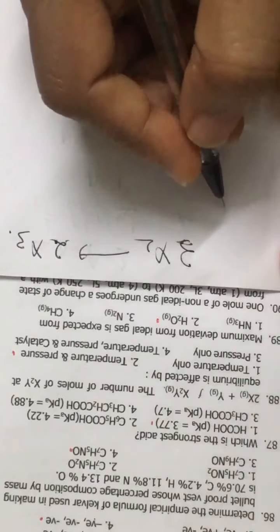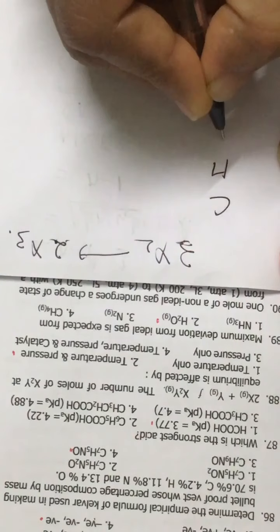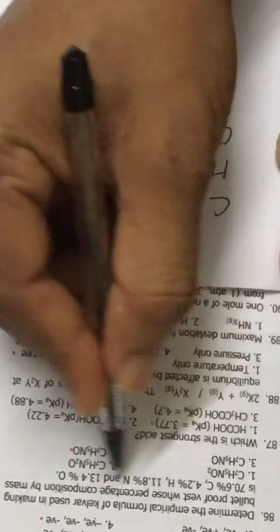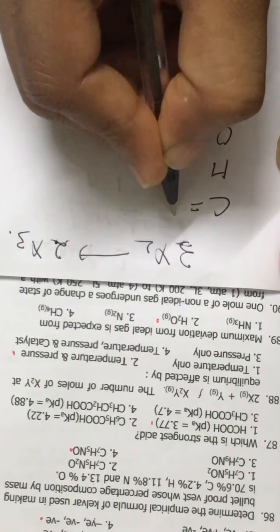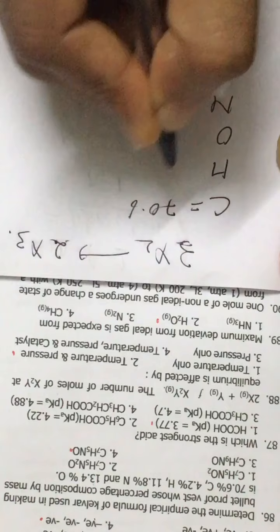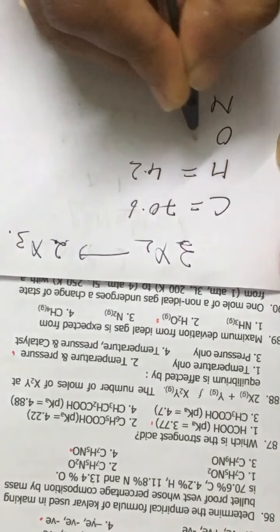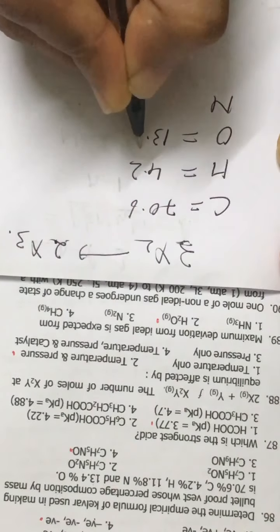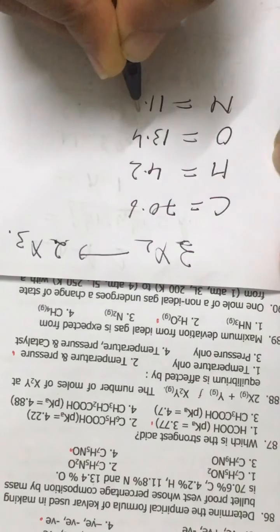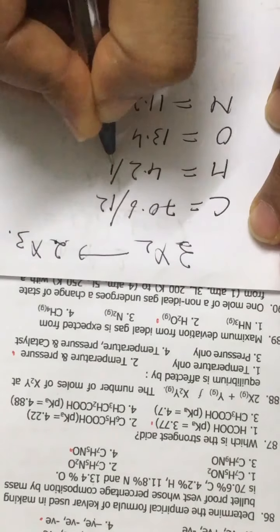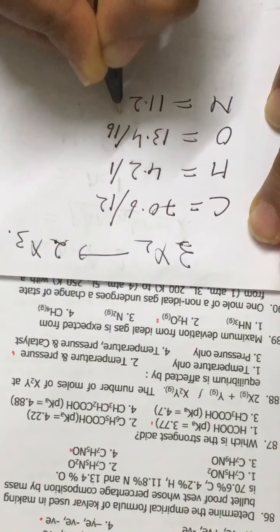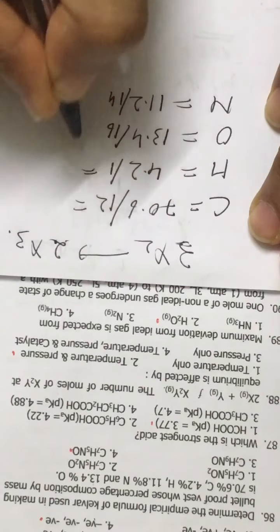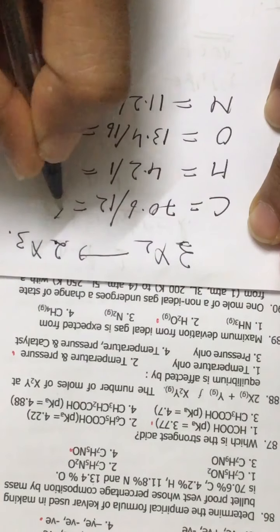Alright, now question number 86, determine the empirical formula. This is a lengthy calculation. Carbon, hydrogen, oxygen and nitrogen, these are the elements involved. The percentage of carbon is 70.6, hydrogen is 4.2, oxygen is 13.4 and nitrogen is 11.2. The first step, divide by atomic mass, and then you will get certain values.